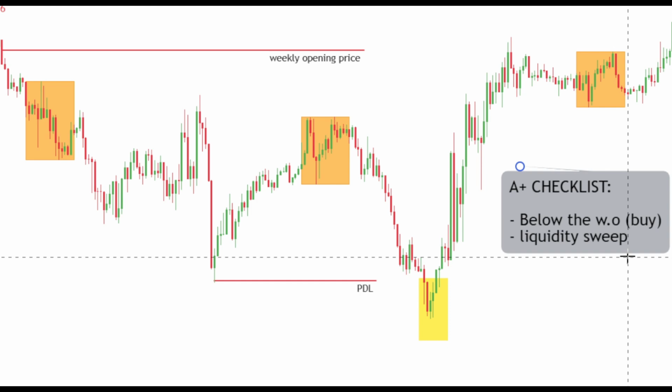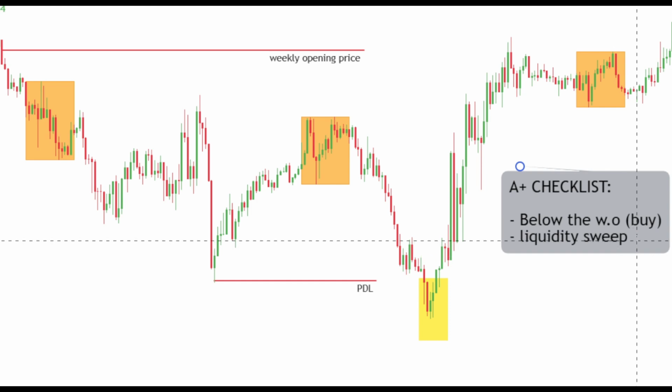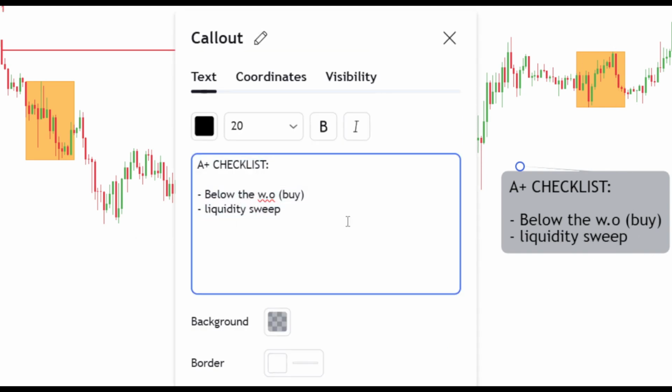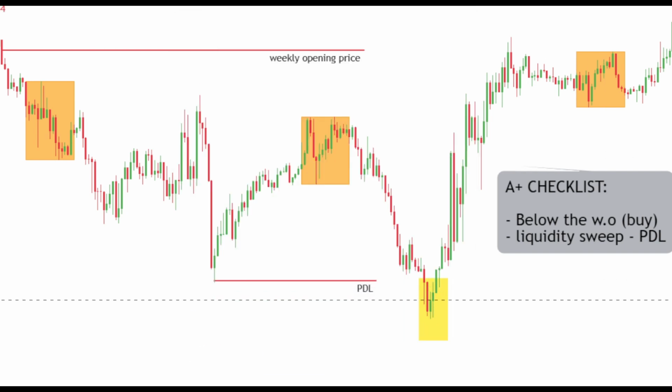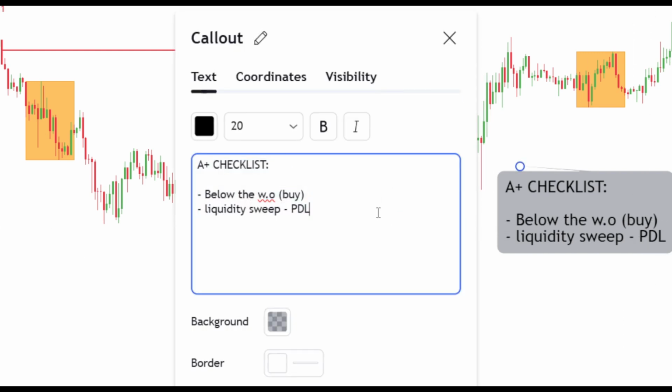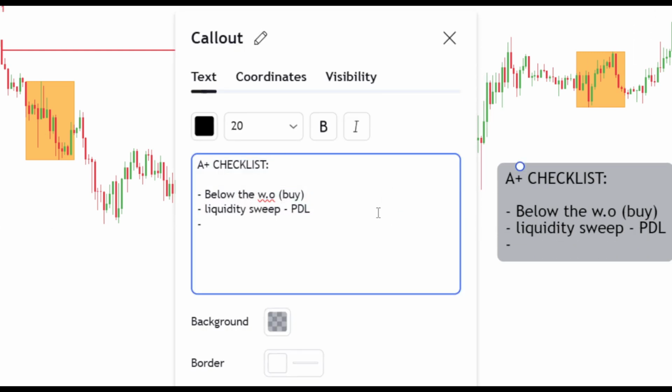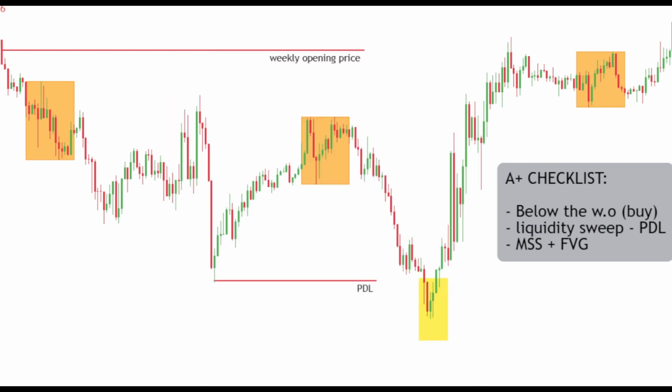Have you seen a liquidity sweep? In this case, we have seen a major liquidity sweep, and that's in the form of a PDL, previous day low. This is incredibly important for you to understand. Now, once you've determined that, the next thing you're looking for is a shift of market structure. This is where things get more SMC based. You're looking for a shift of market structure, and you're looking for a fair value gap to qualify that shift of market structure. And this is essentially your A plus checklist.